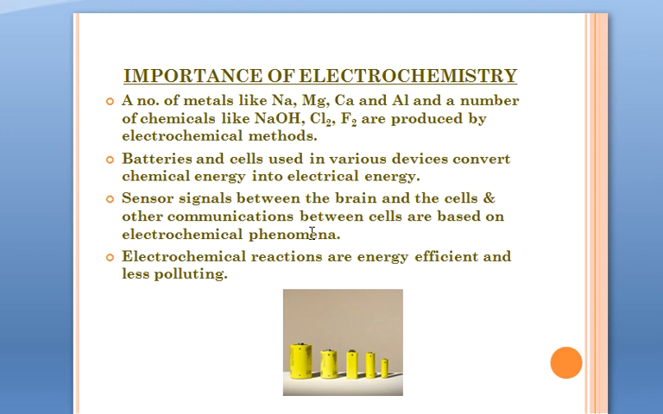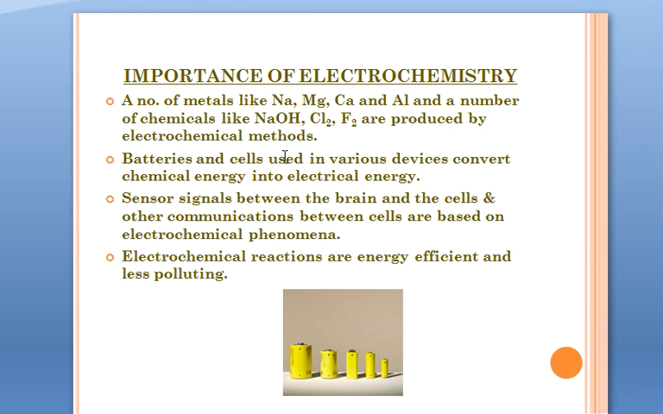The last slide of today's presentation is the importance of electrochemistry. What kind of a role does electrochemistry play in our lives? The first one, you can see some very important metals and chemicals. They are produced by electrochemical methods only. We have sodium, magnesium, calcium, aluminium, sodium hydroxide, chlorine, fluorine, and many more chemical substances can be produced by electrochemical methods.